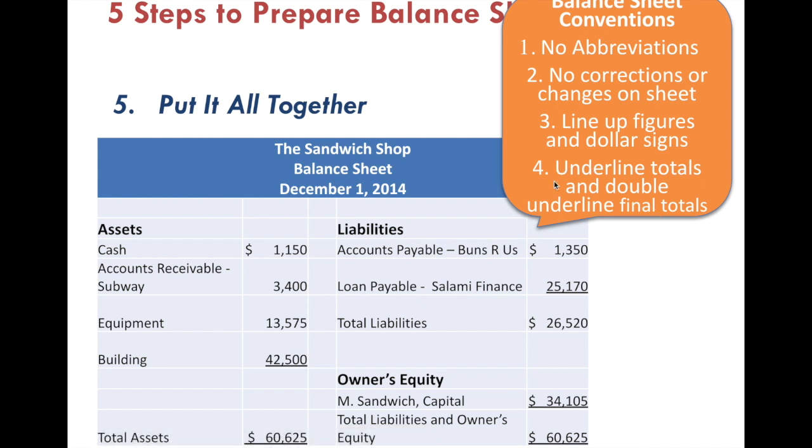Now this is kind of important. You underline totals and you double underline final totals. Part of that is it helps symbolize what you're actually doing, and it also makes the numbers very easy to find. So always underline totals, like regular totals, so total liability. And you double underline final totals.